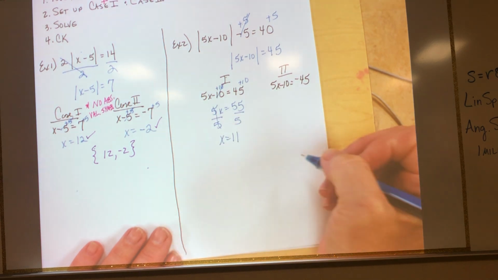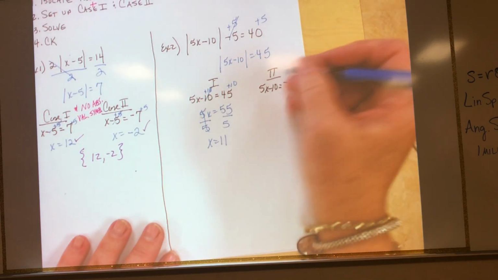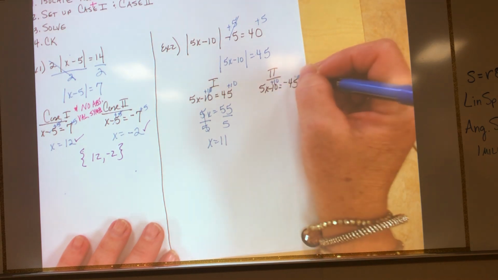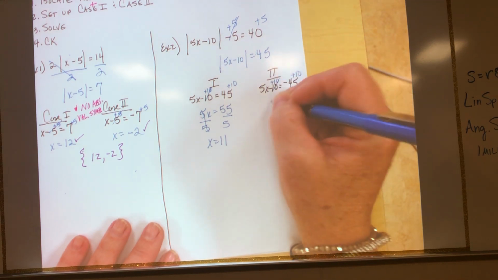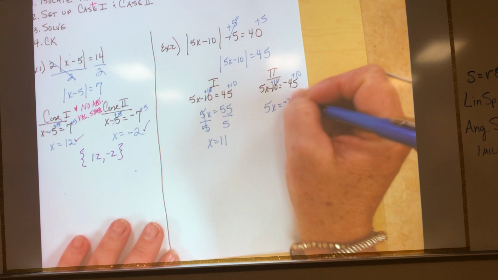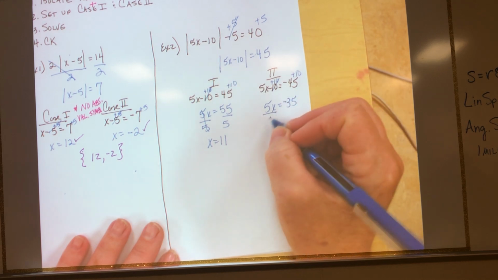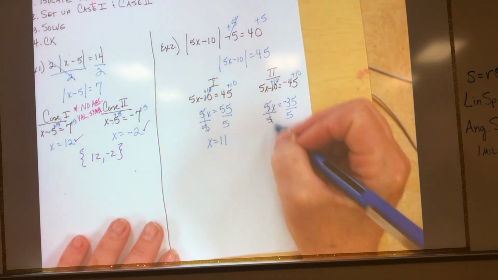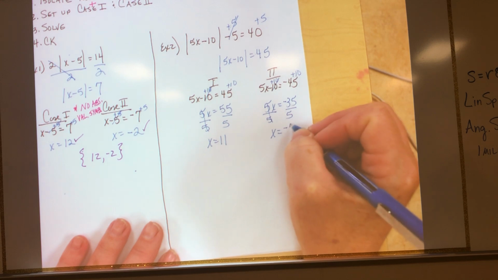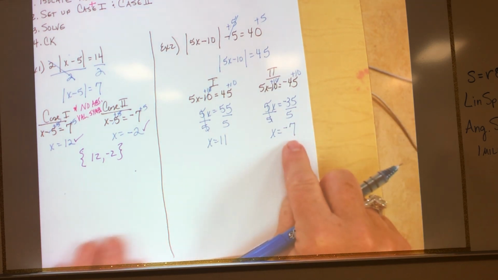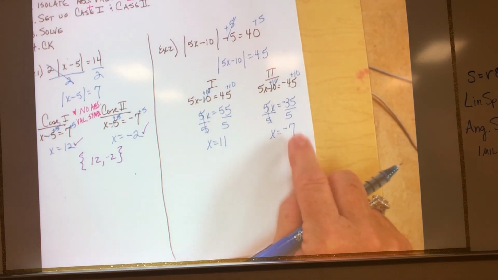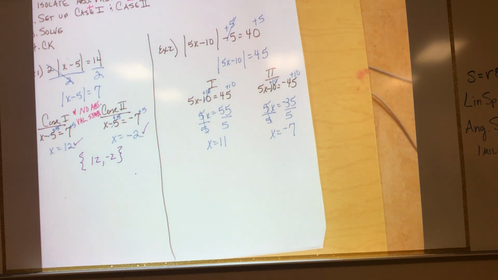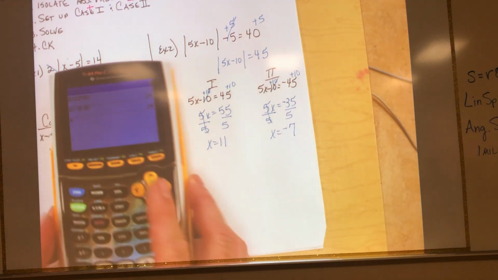Very good. Over here, I'm gonna do the same thing. I'm gonna add 10 to both sides. Negative 5x is negative 35. Divide by negative 5. And x is what? Negative 7. Very important, right? Okay, so now what are we gonna do? Yeah, you better check them, okay?